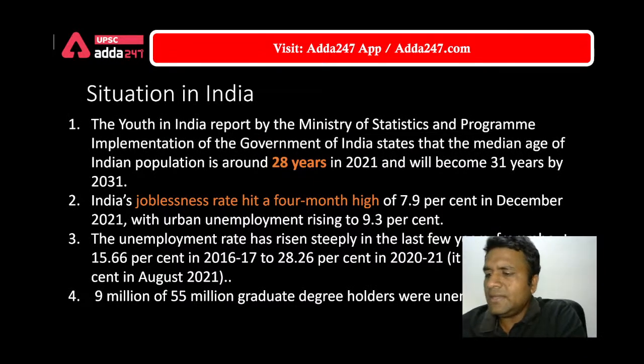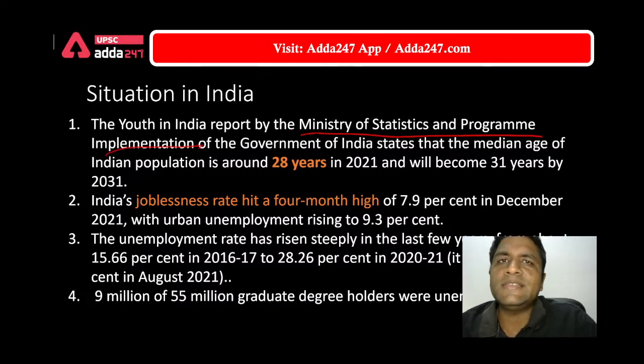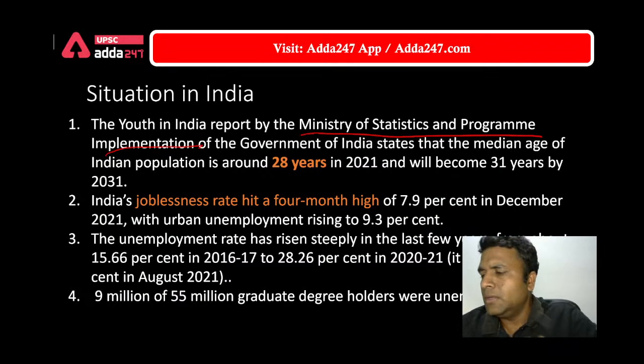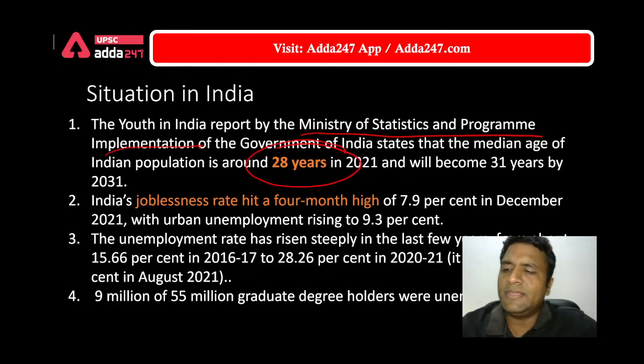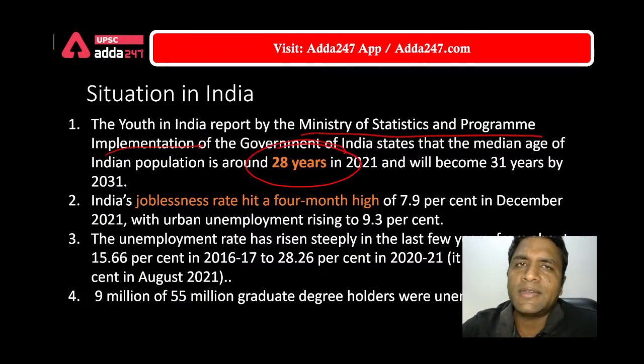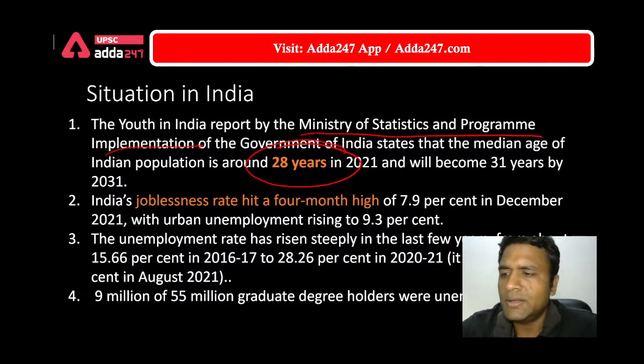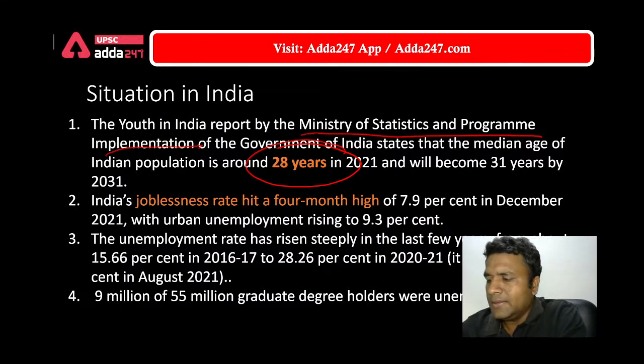Alright, so let us move again and try to understand the situation in India. If you see MOSPI, the Ministry of Statistics and Program Implementation of Government of India, what they are stating is that the median age of the Indian population will be around 28 years in 2021. So what it tries to say is that we have a young population, and that will become 31 by 2031. So we have also started aging a little bit, but we are the youngest among the major global economies.